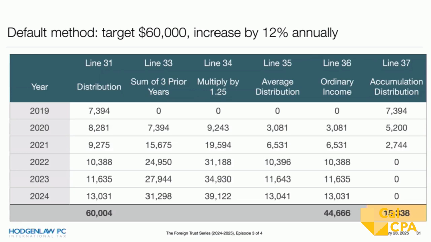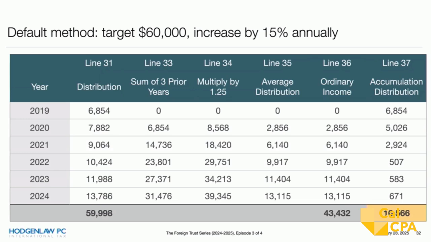So 12% is your number. Start low, start incrementally rolling up. And even if you have a big trust with a lot of money in there, it might take you a bunch of years, but the 12% compounding every year is going to get you up to some pretty large numbers for trust distributions over the course of several years.